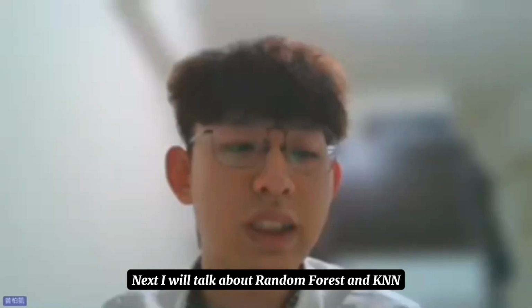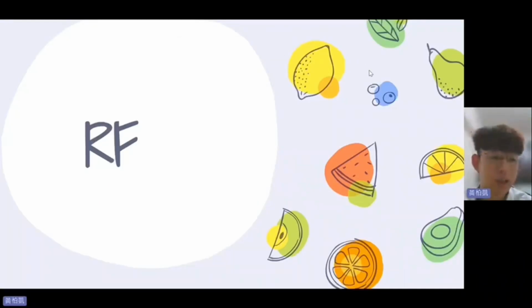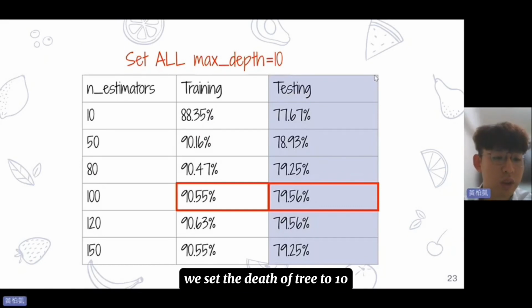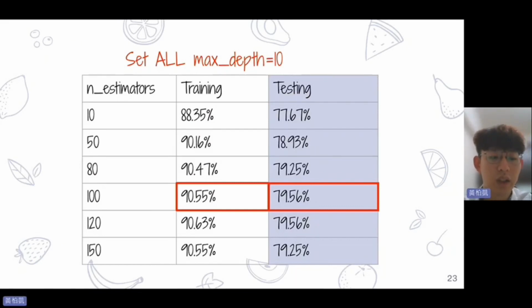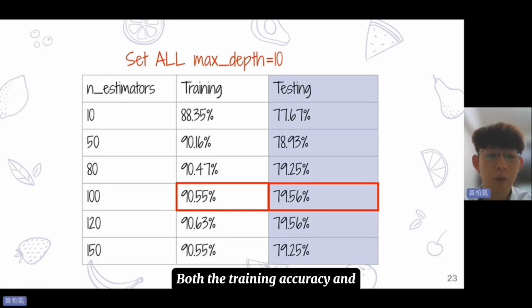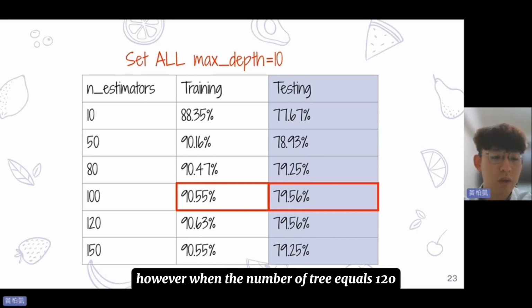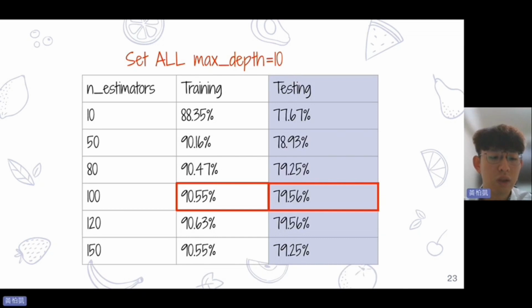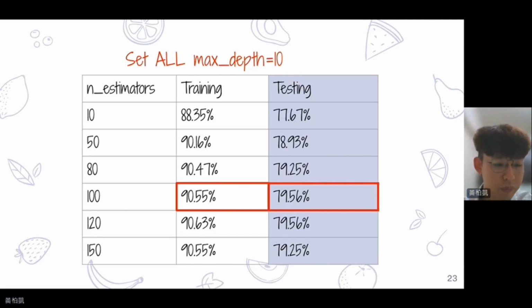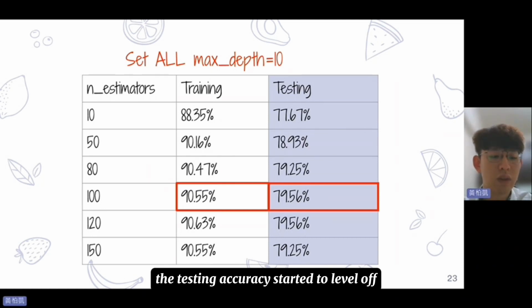Next, I will talk about random forest and KNN. First, in random forest, we set the depth of a tree to 10. We observe that as the number of trees increases from 10 to 100, both the training accuracy and testing accuracy gradually improve. However, when the number of trees equals 120, although the training accuracy improves slightly, the testing accuracy started to level off.